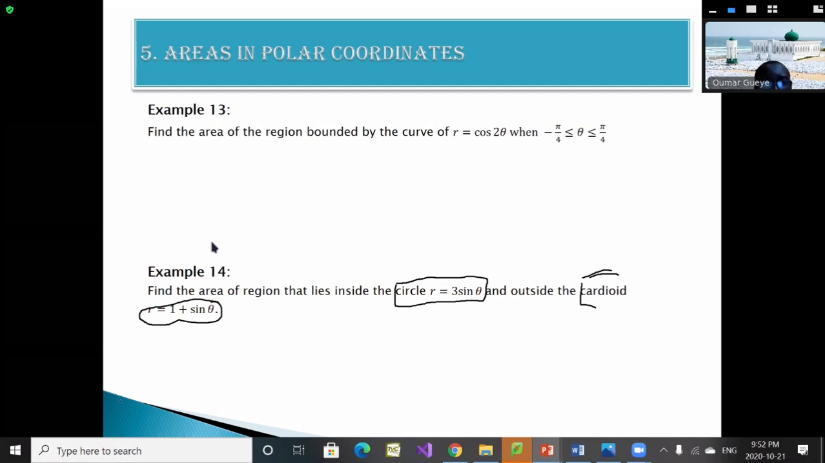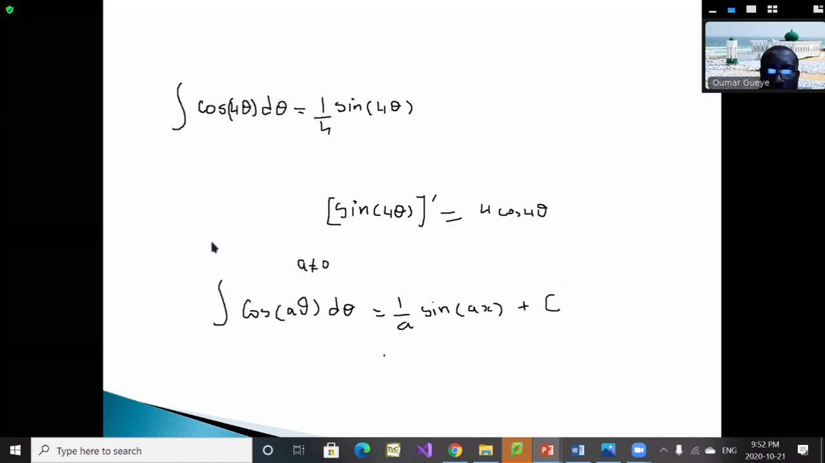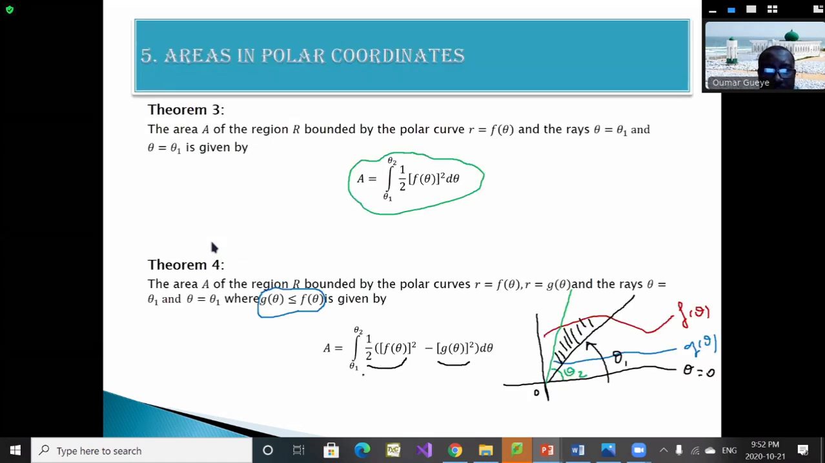And again, here alpha is unknown, same for beta. So we don't know exactly the interval of integration. We don't know alpha, and beta is also unknown. So again, we need first to find these two values before applying the formula, because here we calculate the area between two polar curves, which is given by this formula. We're going to use this formula, as I mentioned before.